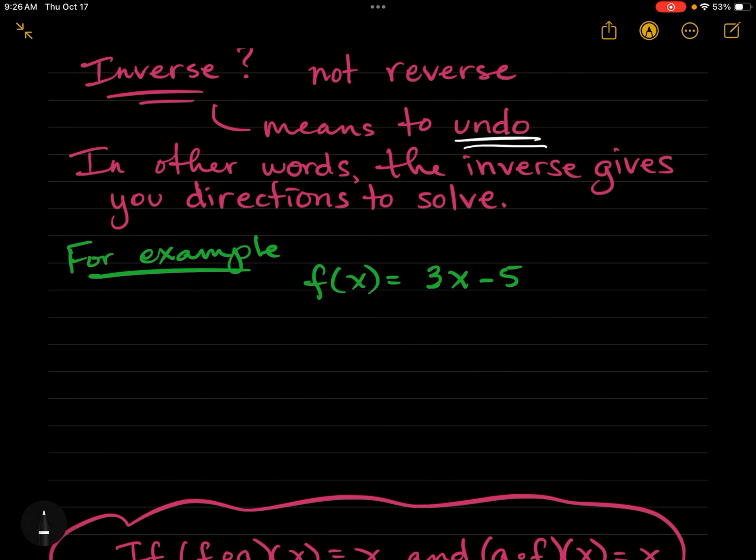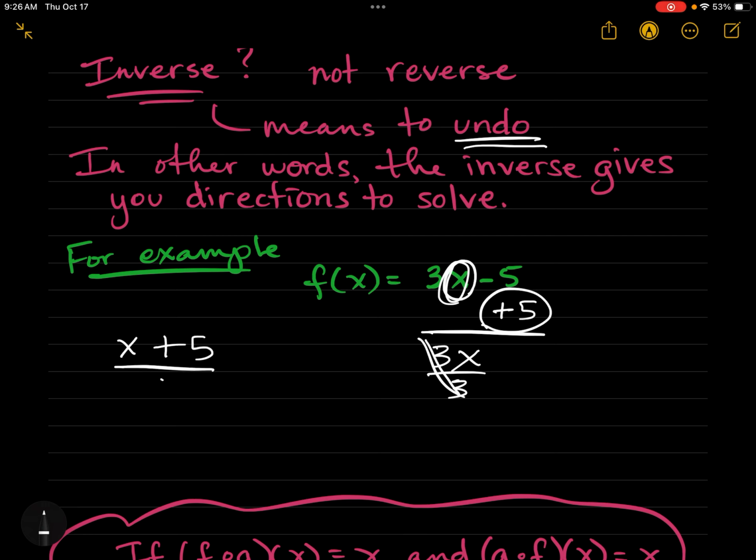For example, let's say we have f of x equals 3x minus 5. If I were trying to get this x by itself, the first thing I would do would be to add 5 to both sides. And then after I did that, to get the x by itself, I would divide by 3. Okay? Listen to what we said to get x by itself. If we start with an x, we add 5, then we divide by 3. So this would be the inverse.